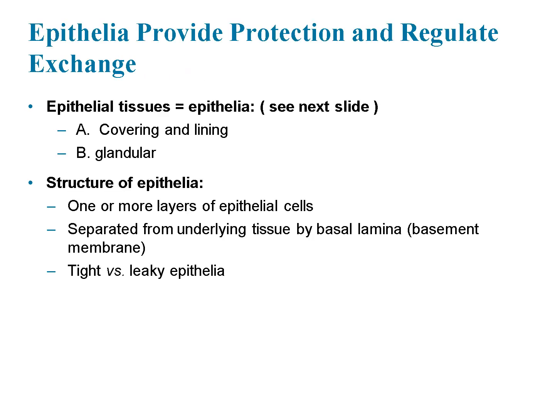Let's take a closer look at epithelial tissues, or epithelia, and why they're so important. Think of epithelia as the body's protective shields and regulatory gates. There are 2 main types of epithelia: covering and lining epithelia, which form the surfaces of organs, like the skin or the lining of your respiratory tract, and glandular epithelia, which specialize in secretion, like sweat glands or glands that release hormones. Now, let's talk about their structure.